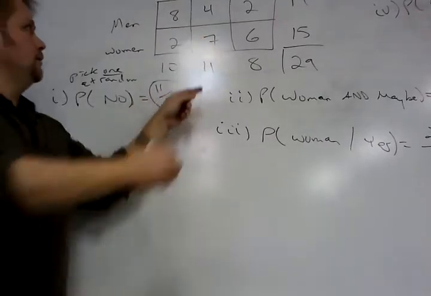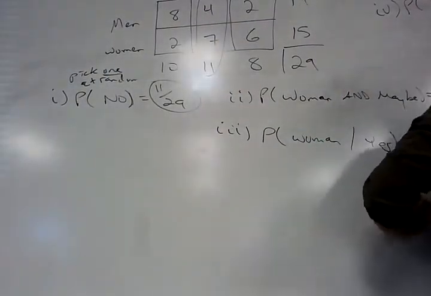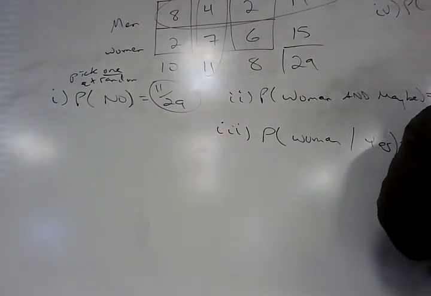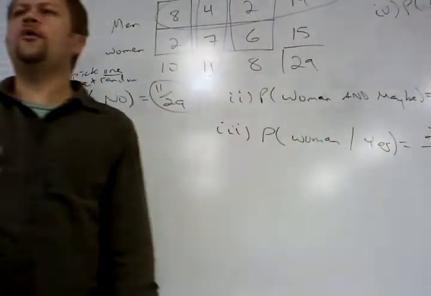If I add 11 to 14, I've counted those people twice. And that's why in the formula there's a minus 4. What would it be out of? 29. 29, because it's not a given. I don't know anything about the person. It could be anybody.